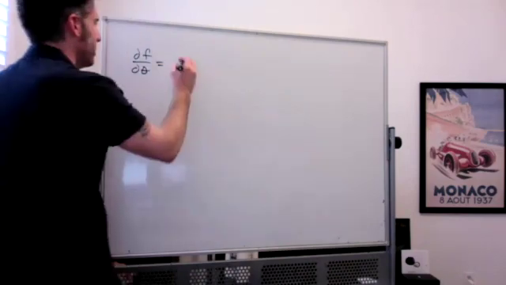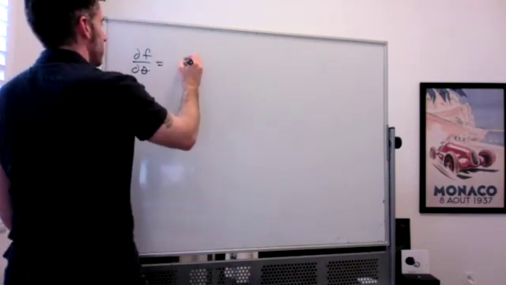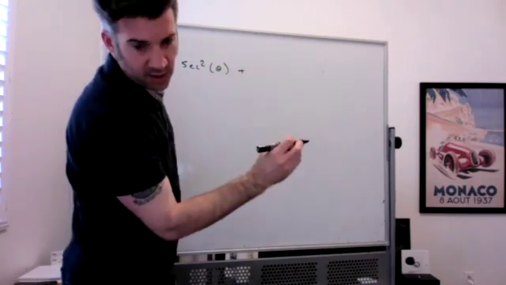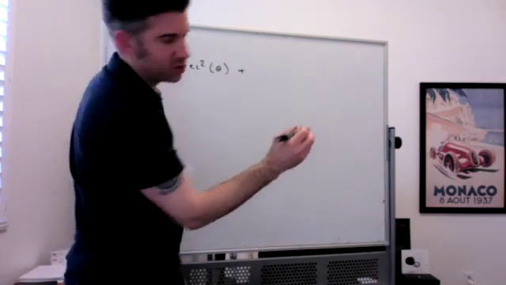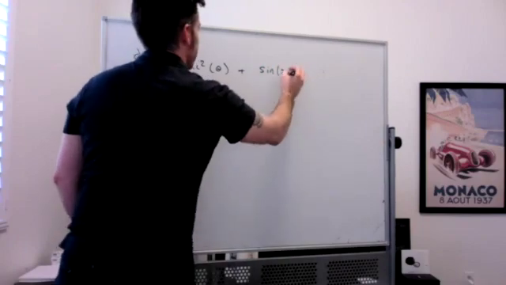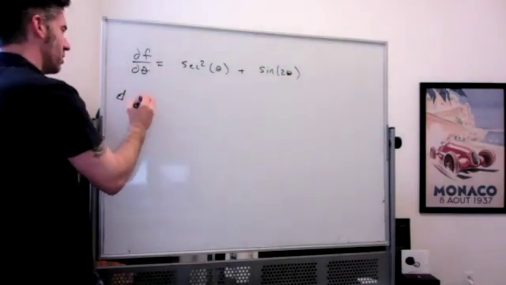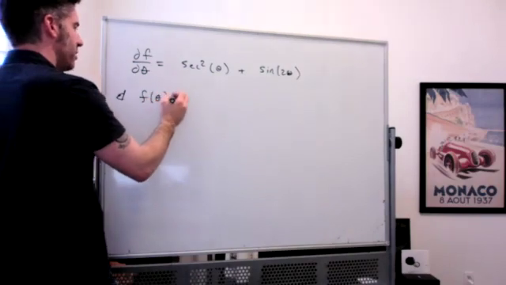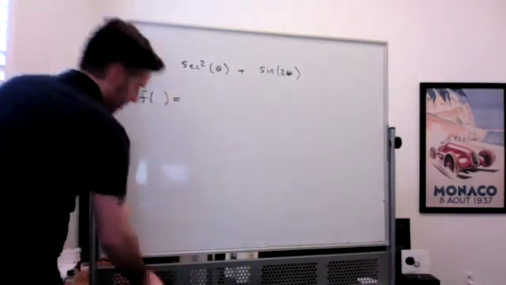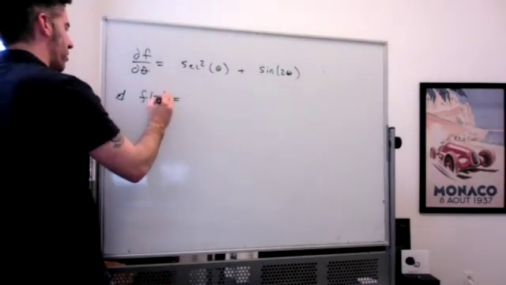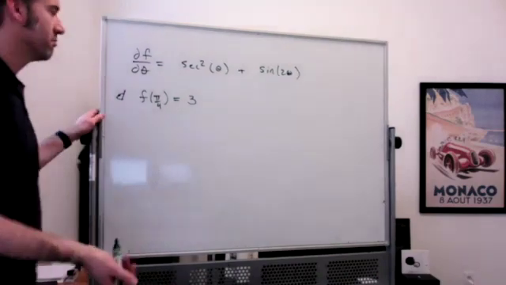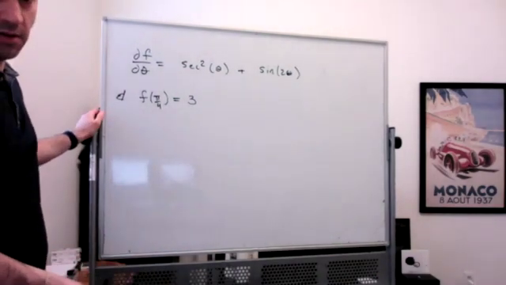Let's say it's secant squared of theta plus, sure, sine of 2 theta. And we know that f of pi over 4 is equal to 3. This should work out all right. Maybe, I don't know, we'll find out.